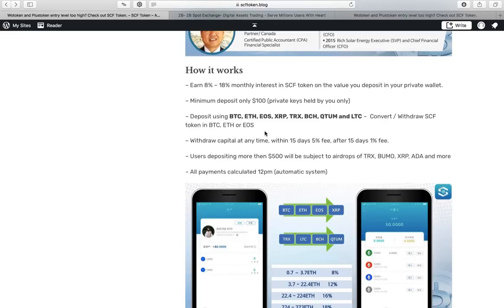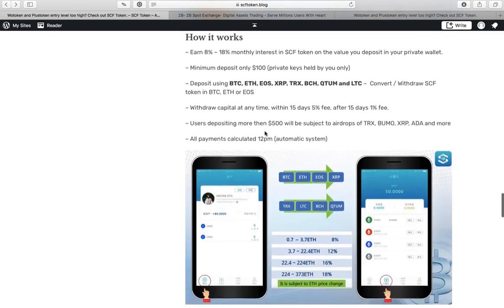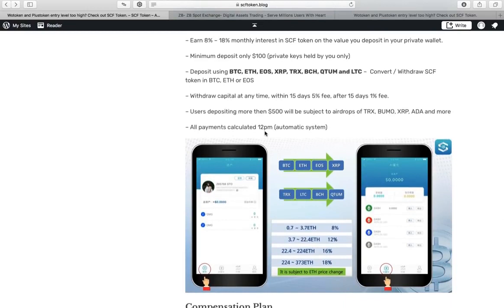And you can take out your capital at any time. But if you do it before 15 days expire, you will pay a fee of 5%. If you do it after those 15 days, you will pay only 1%. If you want to participate in airdrops of Tronix, Boomo, Ripple, and ADA, you will have to deposit at least $500.